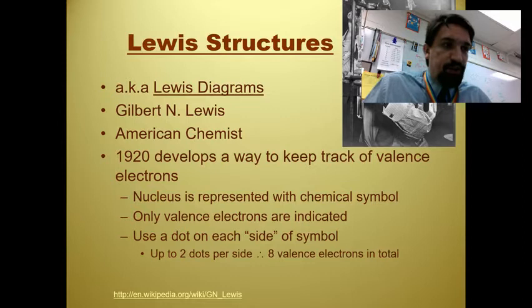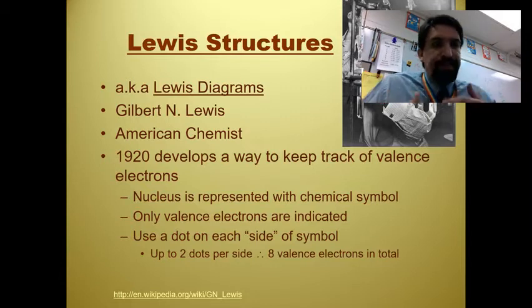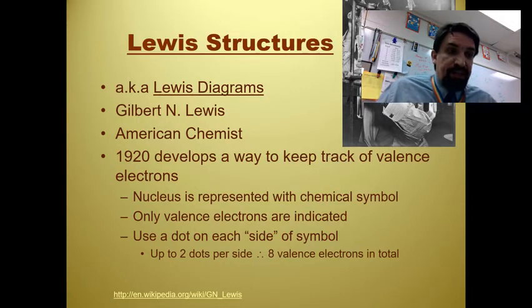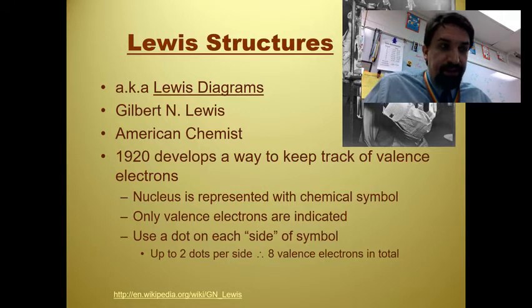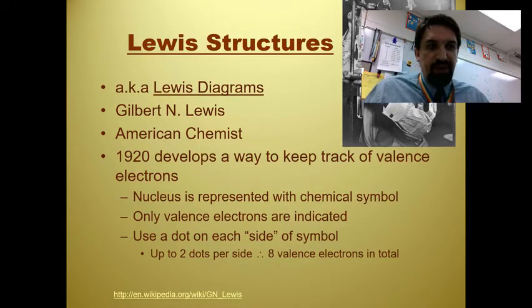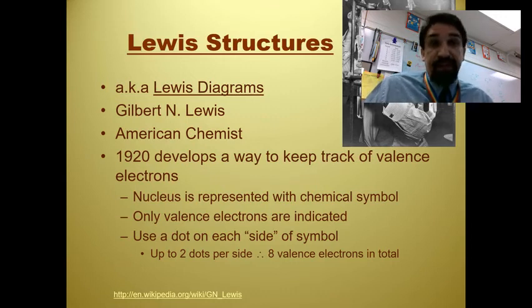Basic idea is this. When you want to draw what's called a Lewis diagram, if you're trying to do a single atom, you use the chemical symbol to represent the nucleus of the atom as well as all the core electrons. And you only show the valence electrons around that. There's 4 sides to a chemical symbol, so you use a dot on each side of that symbol to represent how many valence electrons there are.